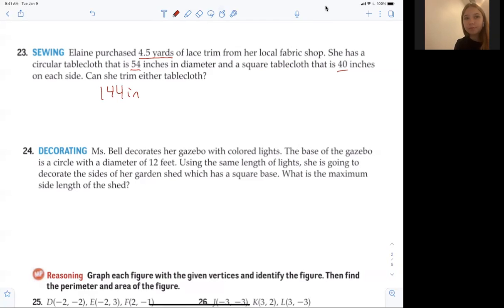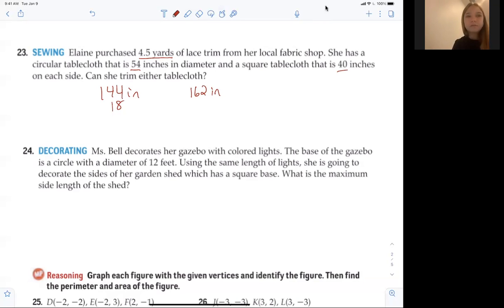So half a yard would be what? 18 inches. Thank you. You're adding 144 and 18. Now, if you want to know how to add 18, add 20 and subtract 2. So what's 144 plus 20? And then minus 2. So you have 162 what? Inches. All right, you have 162 inches.